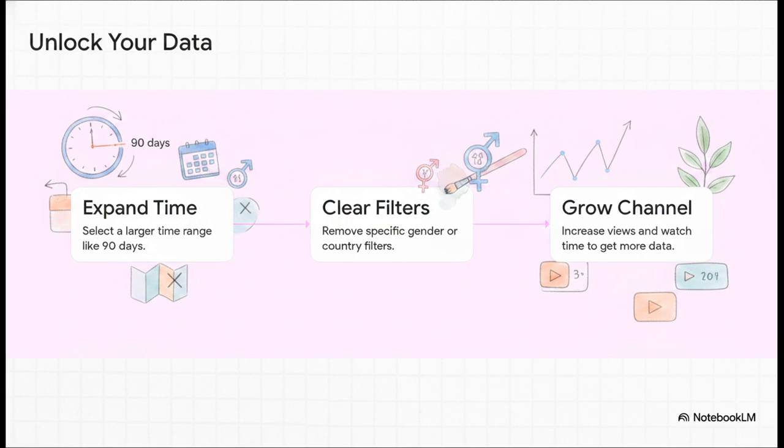Now, if you want to fix your current dashboard right this second, follow these 3 concrete steps. Step 1, select a much larger time range. Stop looking at just 7 days. Switch it to the last 90 days or even lifetime. Step 2, remove those hyper-specific filters. Clear out the specific gender, country, or age toggles to just let the broader data pool show up.